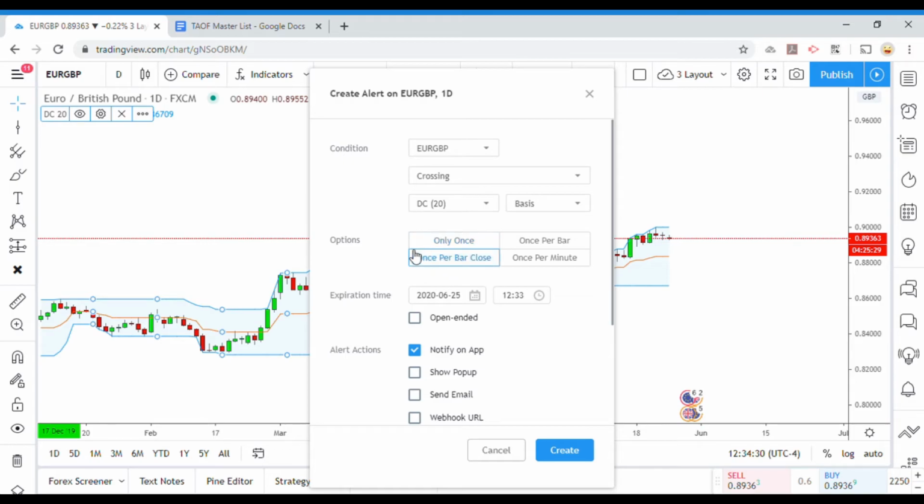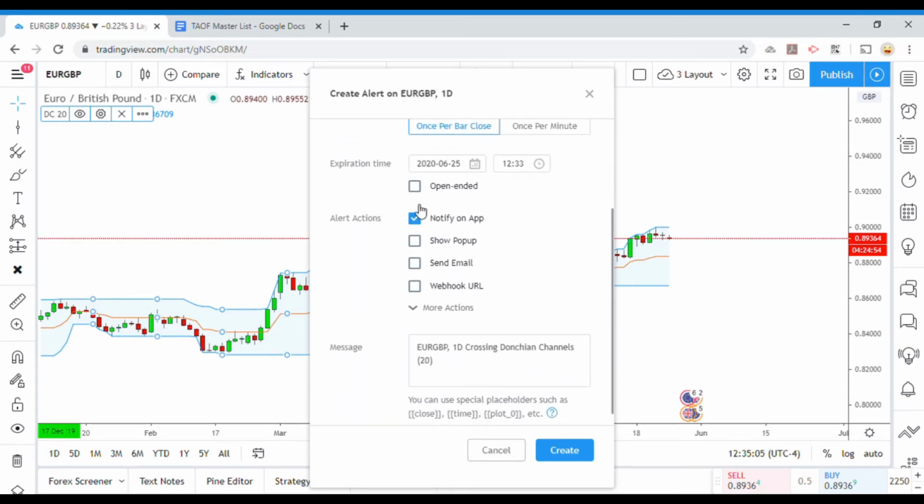I typically would set it to once per bar close. And that's because during the day, as the price action moves up and down, the candle could cross this line multiple times. And we don't want that. We want a confirmation, which is on the bar close. It needs to cross that line. And so once per close is what I would set it to. You set it once per minute, once per bar, or only once. And so in this case, do it once per bar close.